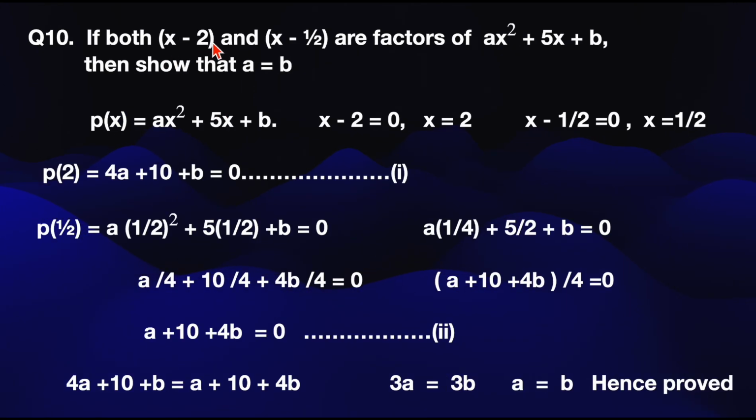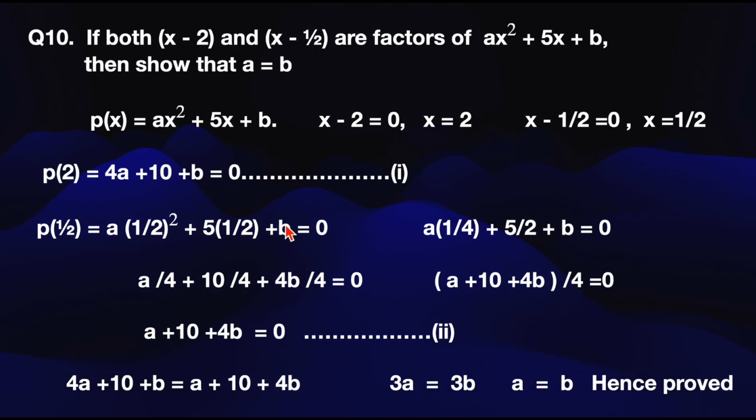If both x minus 2 and x minus 1 upon 2 are factors, show that a is equal to b. Again the same sum. Find a value of x here. Value of x is 2. So put 2 in this sum. That will be the remainder of the polynomial at x is equal to 2. Then find the remainder of this polynomial at x is equal to 1 upon 2. And both are factors. So both the remainders are equal.